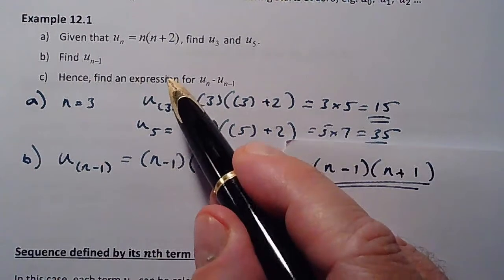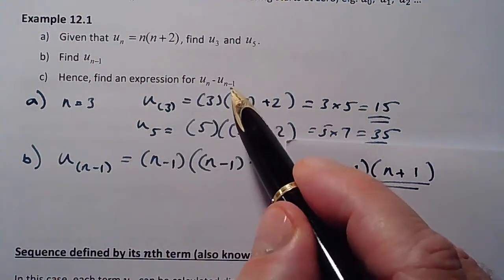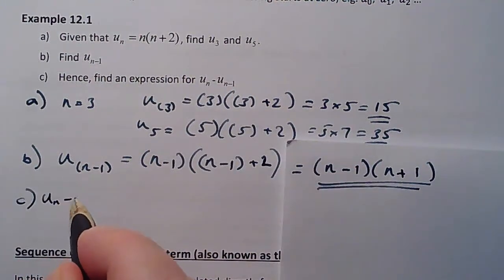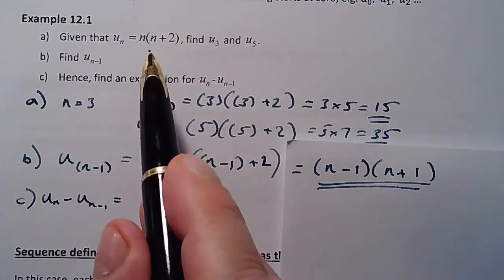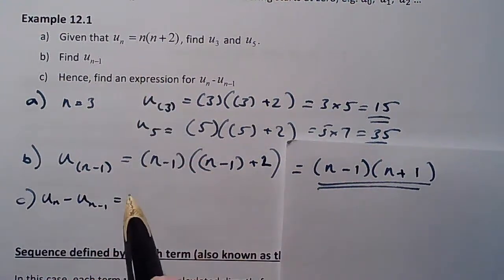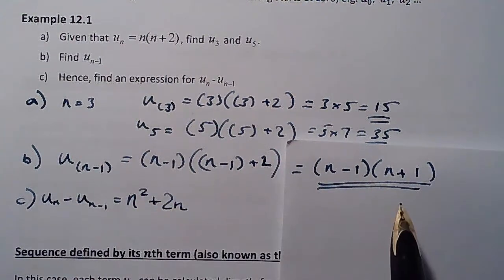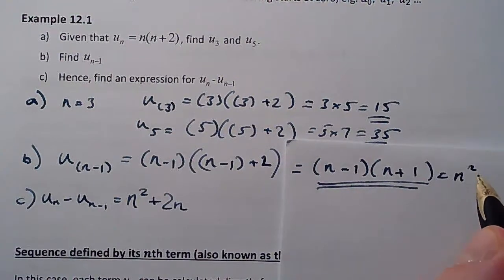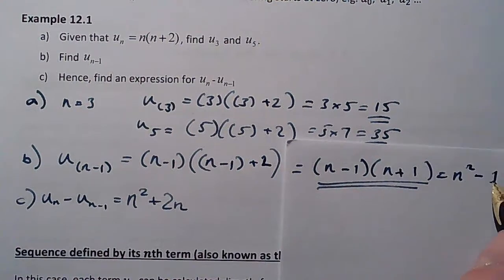And then we've got to find an expression for un minus u(n minus 1). So for part C, I think I'm going to need to multiply out. So un is n squared plus 2n, multiplying out. And I can multiply this out, so I could have given this answer as n squared minus 1. This is the difference of two squares pattern.